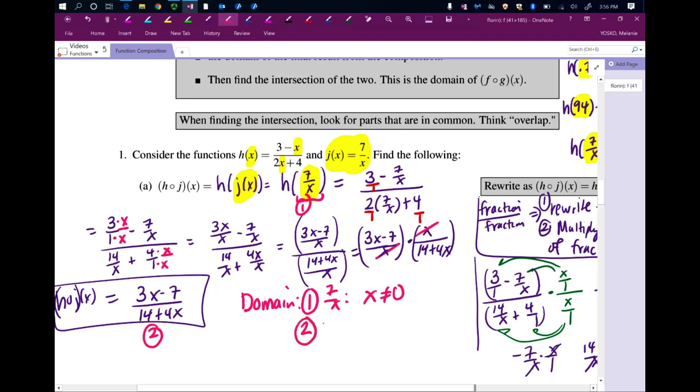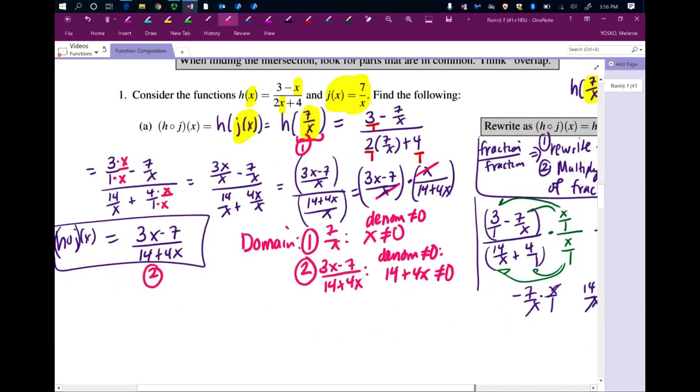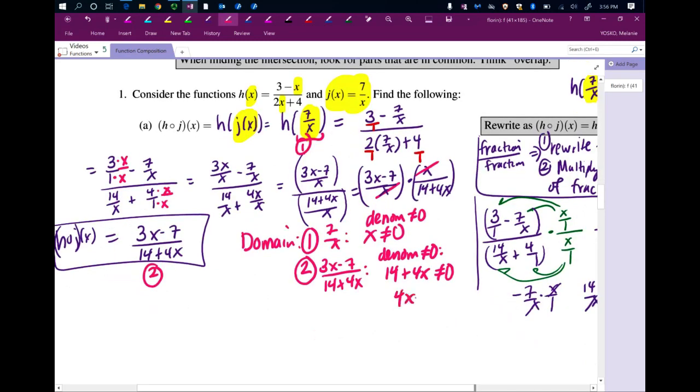Then we look at the final simplified answer, 3x minus 7 over 14 plus 4x. Same as the top. Denominator can't be 0. Our denominator is 14 plus 4x. It cannot be 0. Now we're going to solve for x. So we get 4x cannot be negative 14. You see we subtracted 14 from both sides here. Now we want the coefficient of x to be 1, so we're going to divide both sides by 4.